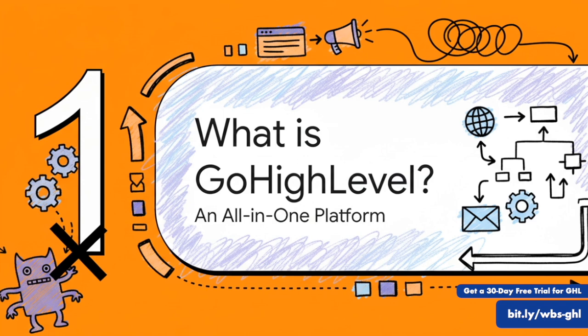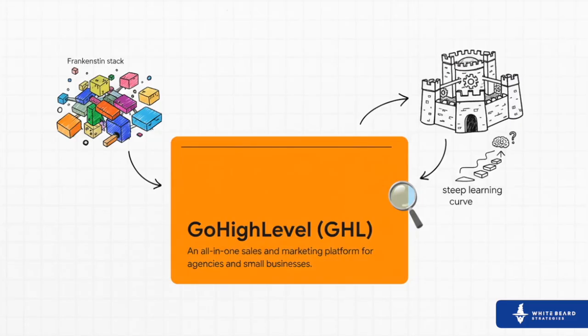So what is this thing, really? Let's break down its core idea, which is bringing everything together under one roof. Okay, so here's the official definition. GoHighLevel, or GHL, is an all-in-one sales and marketing platform. But what does that actually mean? It means it takes all those separate tools, your CRM, your email marketing, your funnel builder, your website, your calendar, and it combines them into one single unified system. No more duct tape and digital glue.